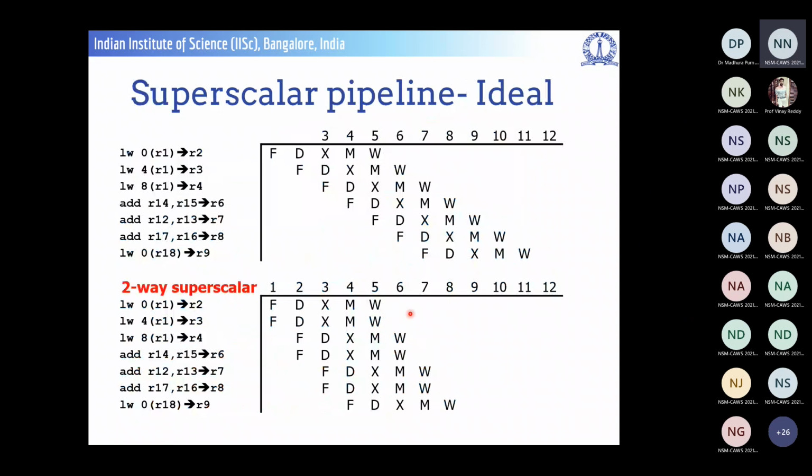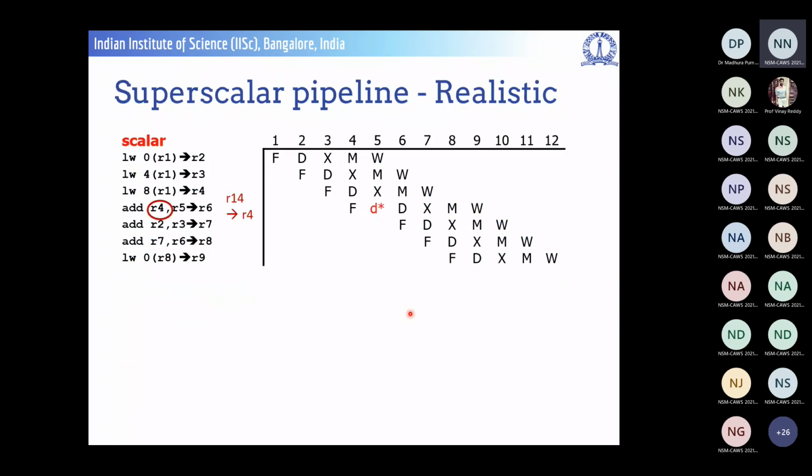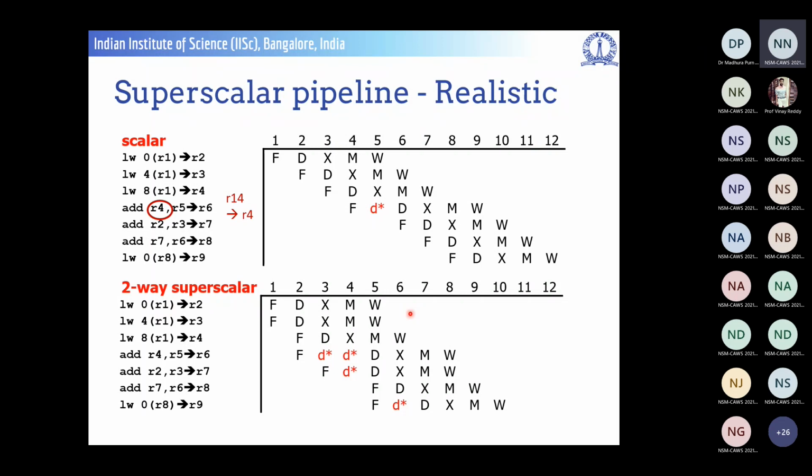Superscalar part. Yeah, this one. So I have a doubt in the last instruction. In the last instruction, it is decoding when the second last instruction is yet to be executed. So I think first the second last instruction has to be executed, and only after that can the last instruction decode, isn't it? Because it needs the data from the second last one. So there is data dependency.